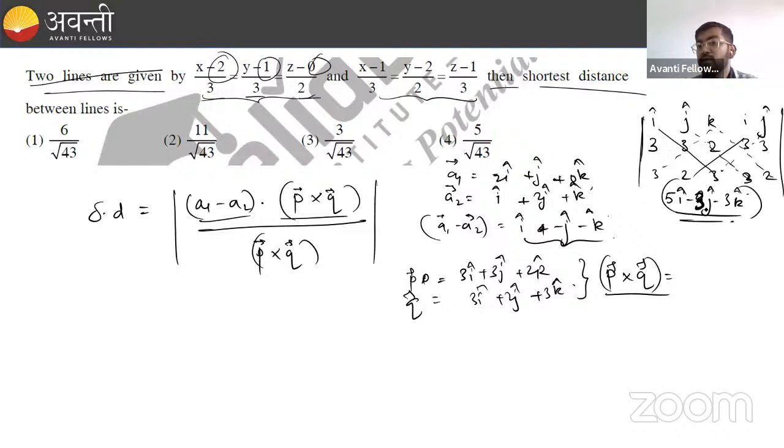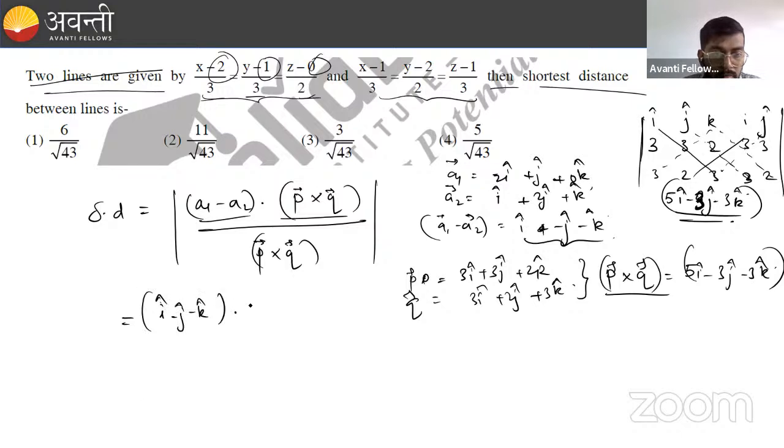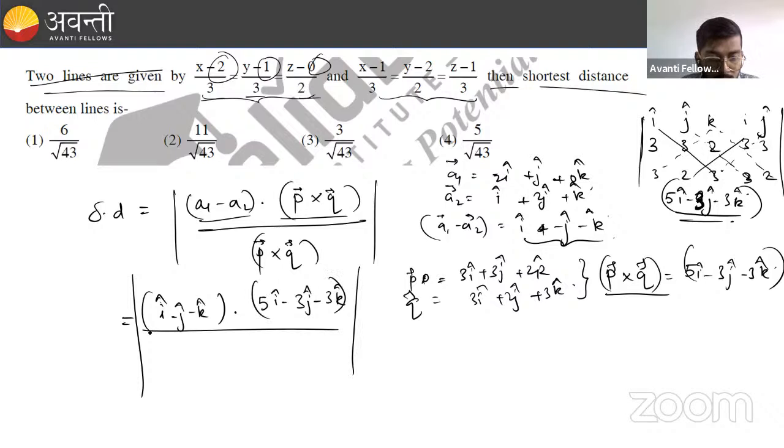Right. So we get p bar cross q bar as 5 i cap minus 3 j cap minus 3 k cap. Now, after substituting these values here, what will we get? i cap minus j cap minus k cap dot 5 i cap minus 3 j cap minus 3 k cap upon the magnitude of 5 i cap minus 3 j cap minus 3 k cap. Okay.